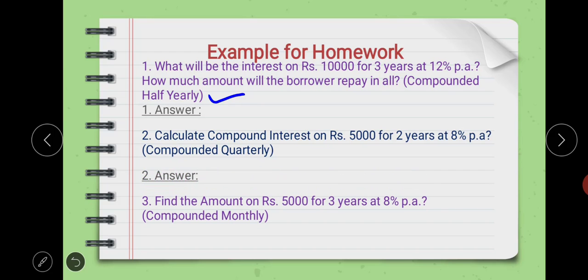Now the third example. Find the amount on rupees 5,000 for 3 years at 8% per annum compounded monthly. So in this example, what is asked? Here you have to find out the amount. So you can use the formula for amount directly, then calculate N and R, solve this example and comment your answer in the chat box.